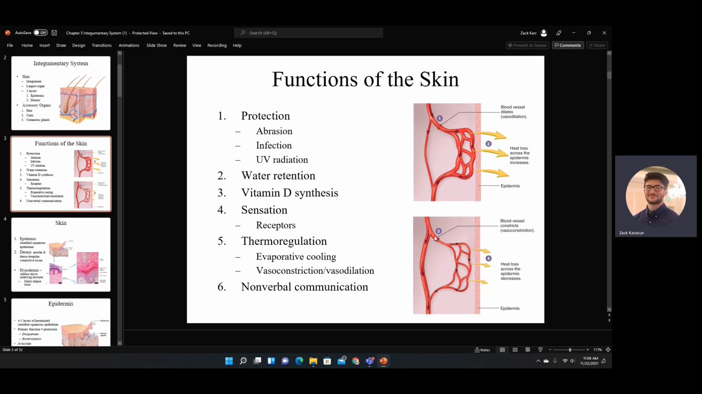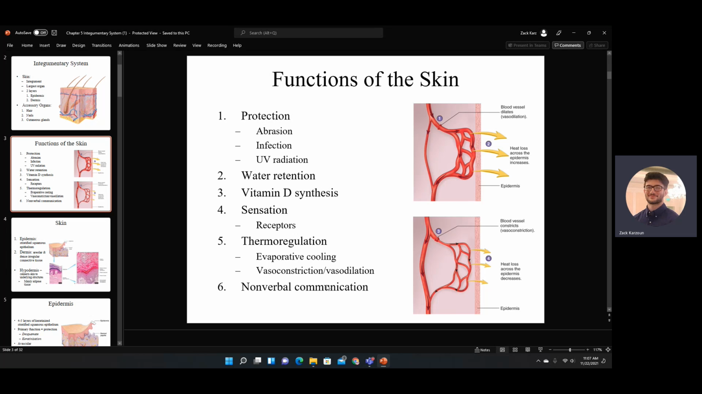So you want to maintain that core temperature at that level, so your blood vessels will constrict, making it a lot harder for heat to escape. And you can also see that the distance for the travel becomes a lot longer compared to this. Look how short the distance is for energy to travel out compared to this, right? So it makes it a lot harder for energy to escape, therefore maintaining your energy inside your body, keeping you warm. And finally, I guess nonverbal communication.